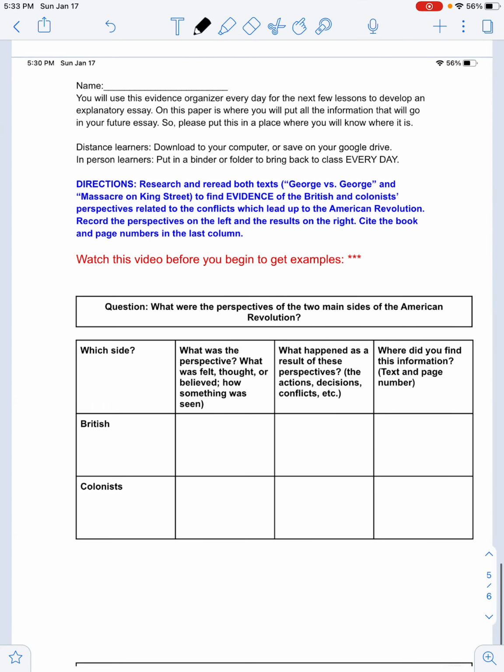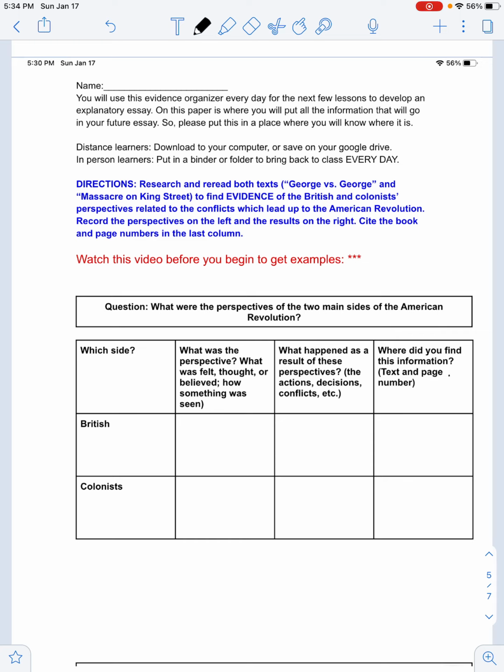I have it here. So the question is, what were the two perspectives of the two main sides of the American Revolution? I already have your sides done for you, British and colonists. So we're going to find something for both sides. In this first box, we're going to talk about what the perspective was, what was felt, thought, or believed, how something was seen. Then, what happened as a result of these perspectives: the actions, decisions, or conflicts. And then here we're going to put our source, where we found the information.